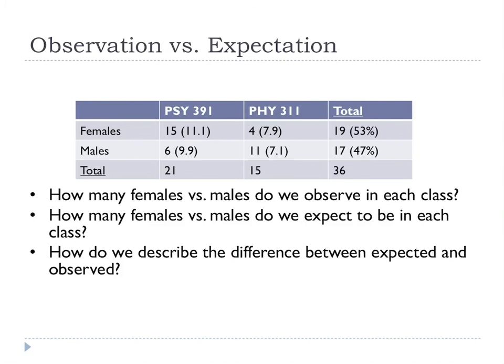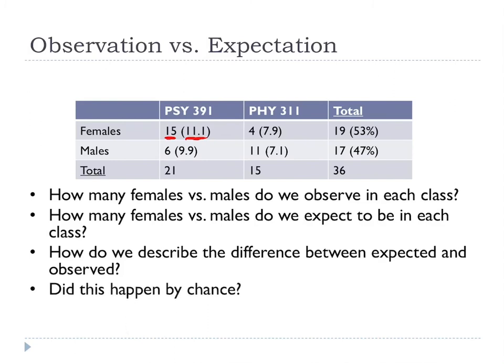Okay, so let's take a look. Here are our observations and our expectations. The observations are these numbers, and the expected values that we just calculated are in parentheses here. So what we want to do is compare the two values in each cell.